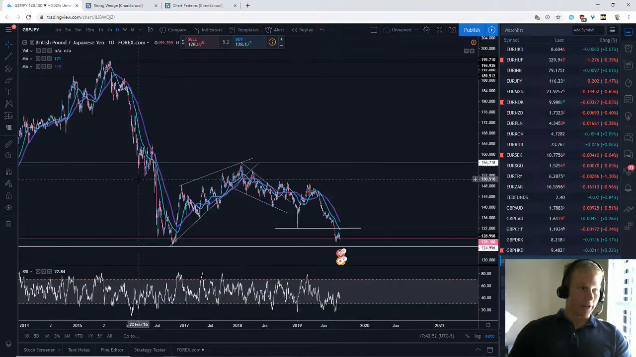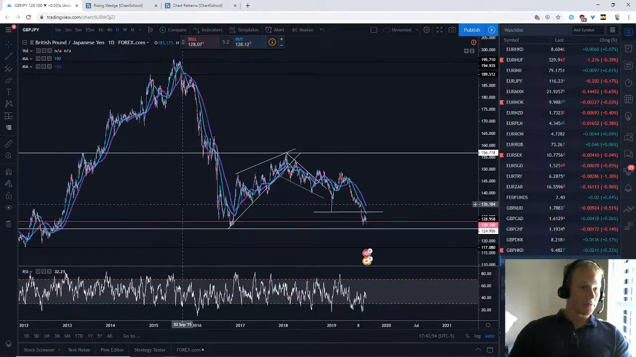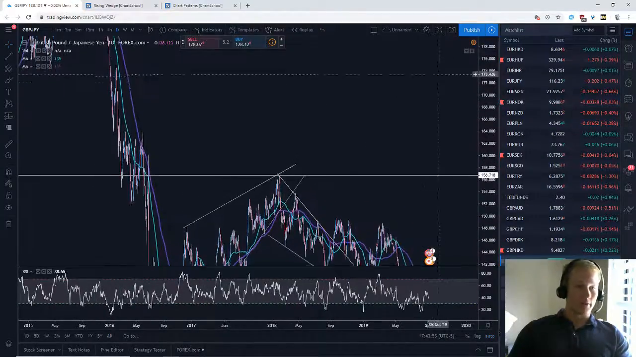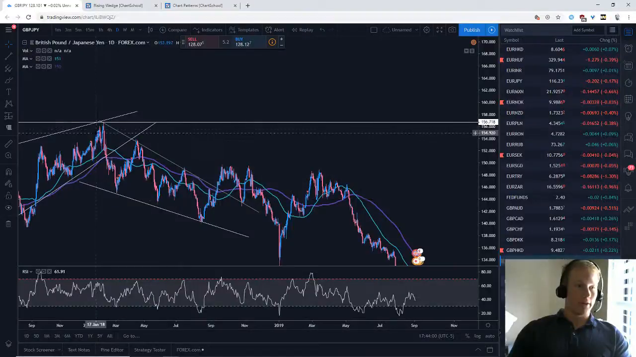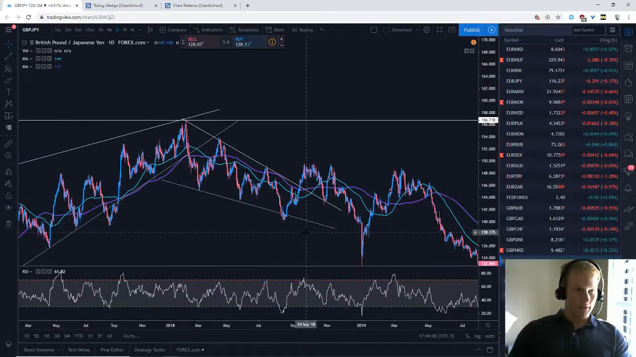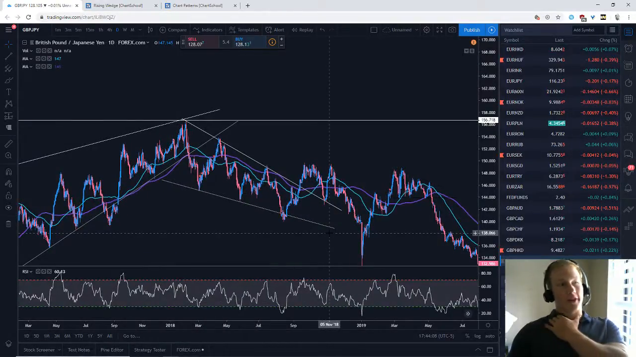Okay. Oh, here's another rising wedge. Here's a falling. It's not great. It didn't hold, but here's a falling wedge. Okay. Yeah. So that's the wedge pattern.